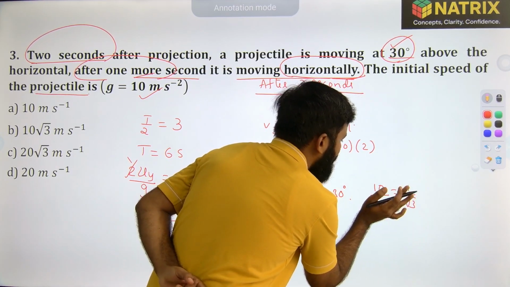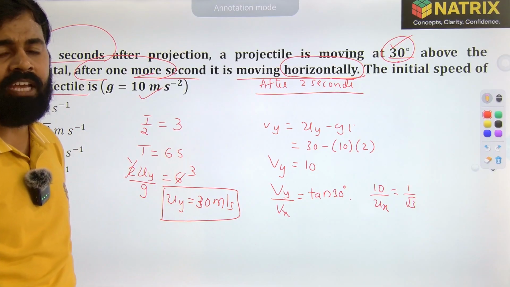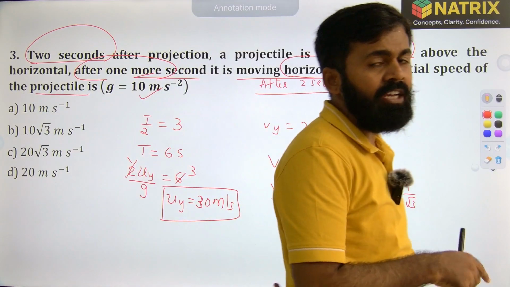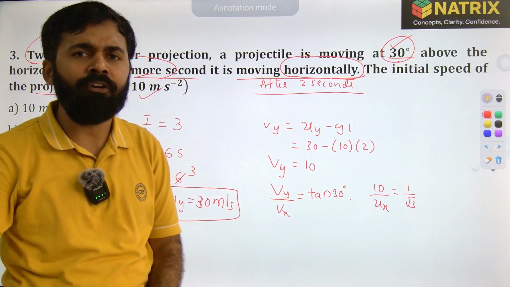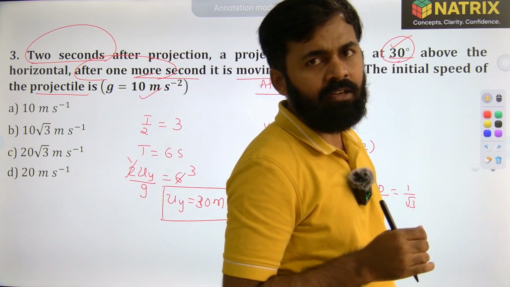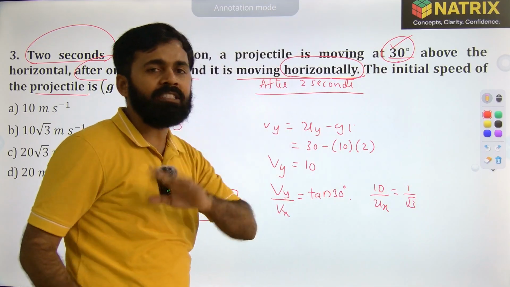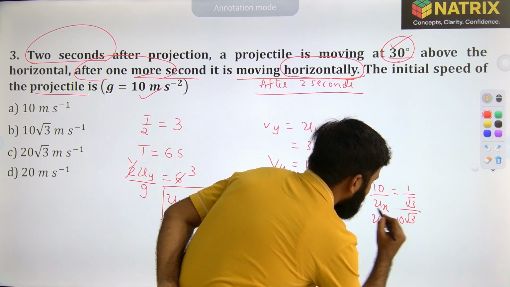And I can write Vx also as Ux. Why can I write Vx as Ux? Because along the horizontal, it is uniform velocity motion. There is no acceleration acting along the horizontal direction. So I can write Vx as Ux. So what is the value of Ux from this? Ux is 10 root 3.